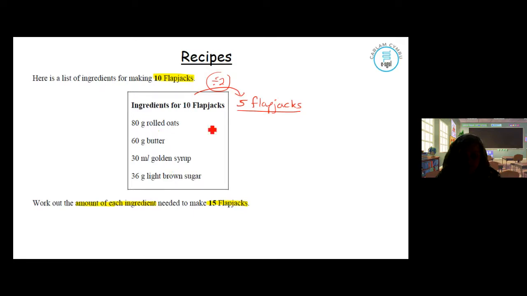So 80 grams halved would be 40 grams of rolled oats. 60 grams halved would be 30 grams of butter. 30 millilitres halved would be 15 millilitres of golden syrup. And then 36 grams of light brown sugar halved would be 18 grams of light brown sugar. And then I want to get to what the question was asking me, which was 15 flapjacks.